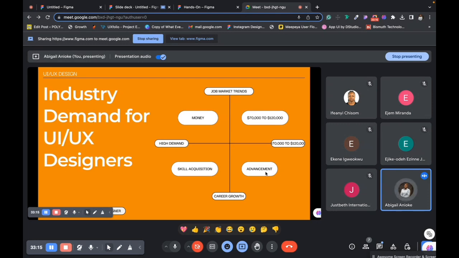So there are a whole lot of designers that have used UI UX design as a job for traveling out. And the company, they pay them very well. They give them accommodation and all of that, right?